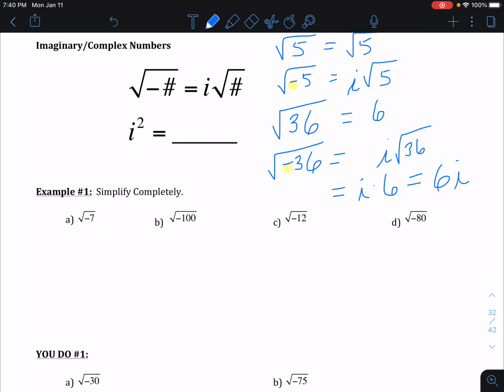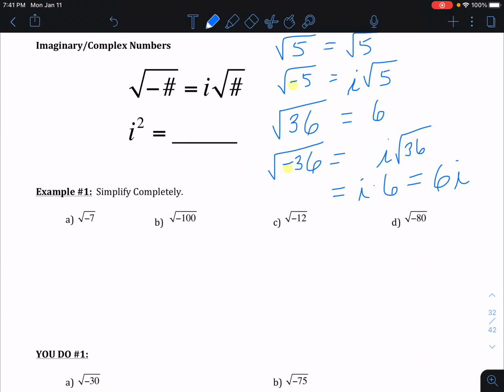So just like we don't say x3 and y4, we would say 3x and 4y. You put the coefficients in front of the i. So that's the rule for when we're trying to square root a negative number. We pull an i outside of the radical, and then we try to see if we can simplify the number that's left in the radical.